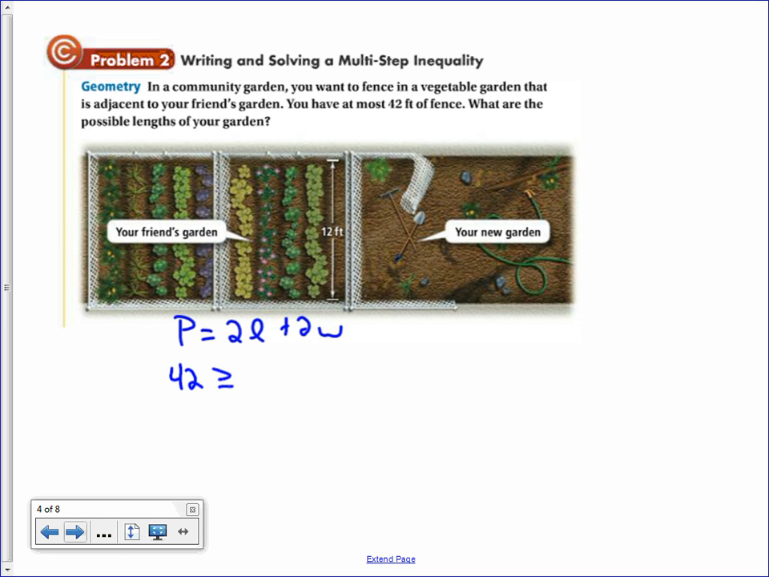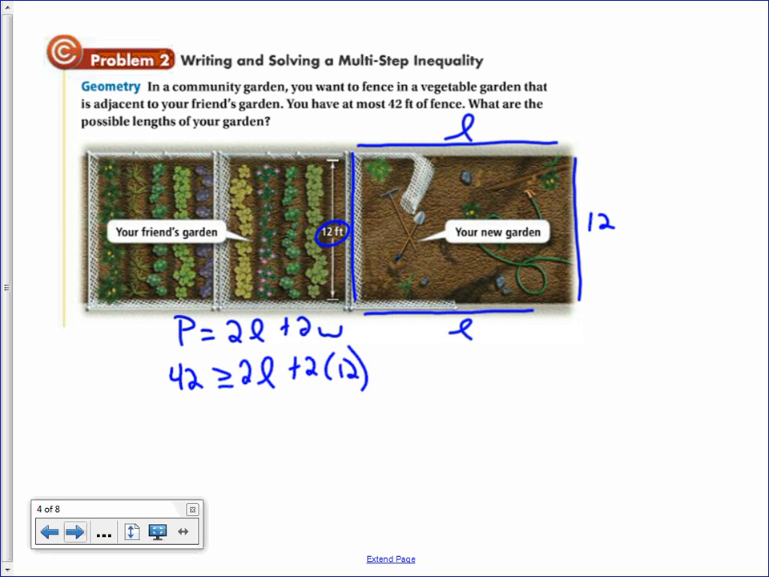So this is a length. This is a length. I don't know either one of those. I know that this side right here is 12. I know that this side must be 12. So my widths are 12. So it would be like this. 2 times the lengths, which we don't know, plus 2 times the 12. 2 times 12 is 24. So I'd have 42 is greater than or equal to 2L plus 24.